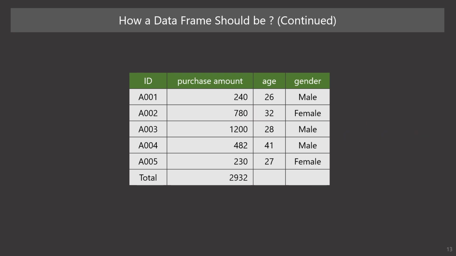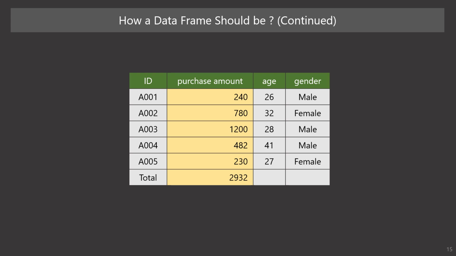This data frame is customer data, so each row should represent a specific customer. The structure of this data is not appropriate as a data frame. For instance, this row contains multiple observations. Total is not a specific customer, but a sum of multiple customers. So, this row contains information on multiple observations.